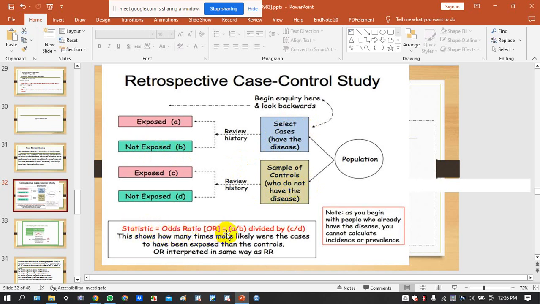Statistically, the odds ratio is used for case control studies, whereas in longitudinal studies we use relative risk. This shows how many times more likely the cases were to have been exposed than the controls. The odds ratio is interpreted the same as relative risk. So it's the same interpretation, but for case control we use the odds ratio, whereas we use relative risk for longitudinal studies.